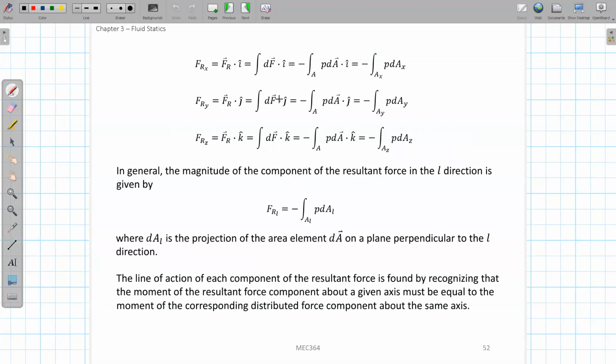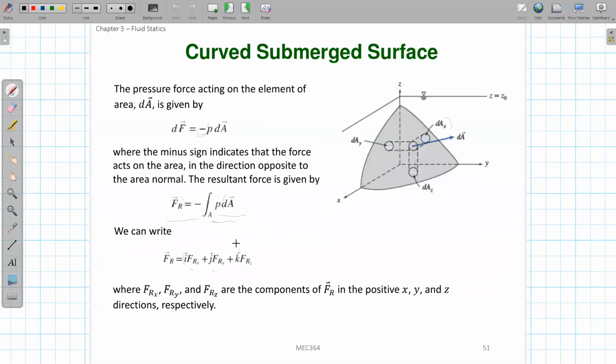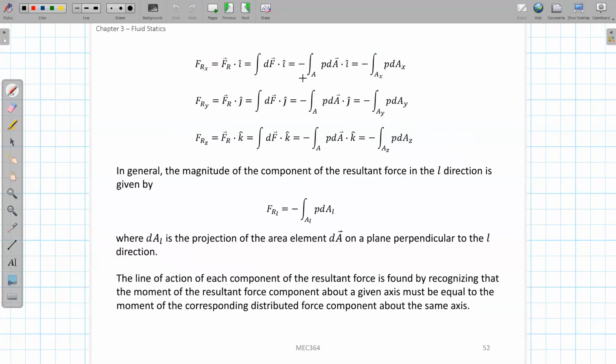So what's the relationship between each component of FR and each component of this area? You can get it from this correlation here.